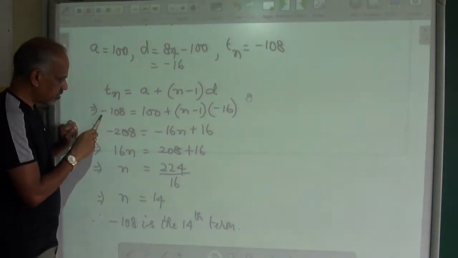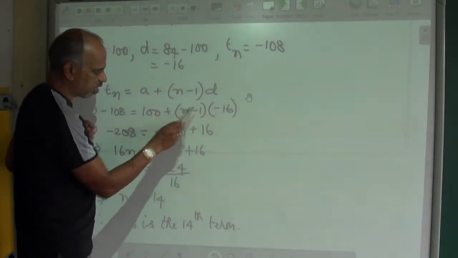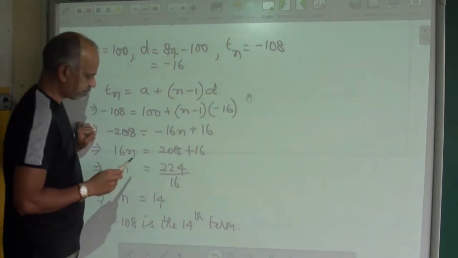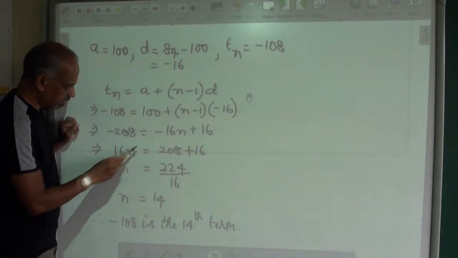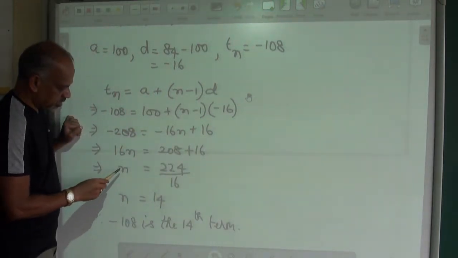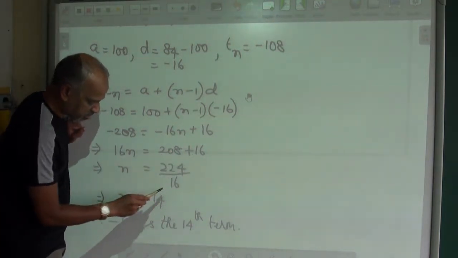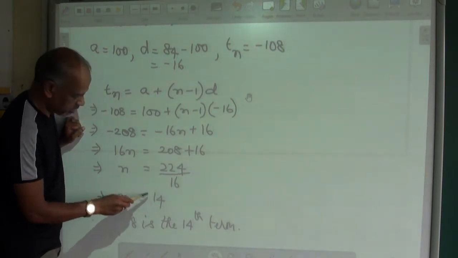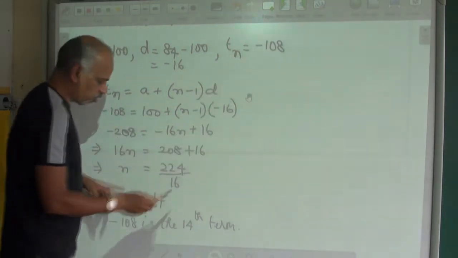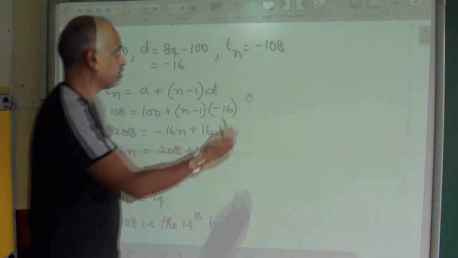Bring this 100 this side. Minus 108 minus 100 is minus 208 is equal to, multiply the minus 16 inside. Minus 16 into n is minus 16n. Minus into minus becomes plus 16. Bring this term this side, that is 16n is equal to, this goes that side, 208 plus 16. So n value is equal to, this if you add you get 224 divided by 16. You simplify this, you will get 14. So n is 14, which means minus 108 is the 14th term. Therefore, minus 108 is the 14th term.